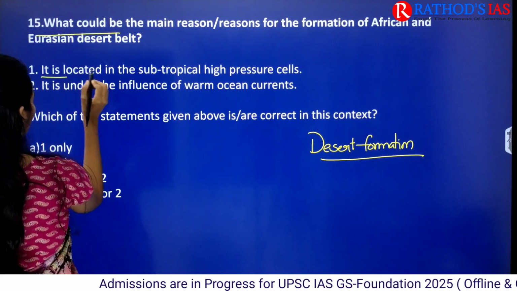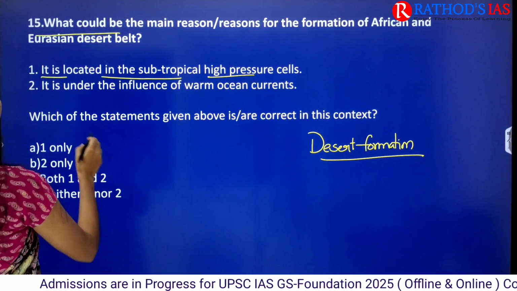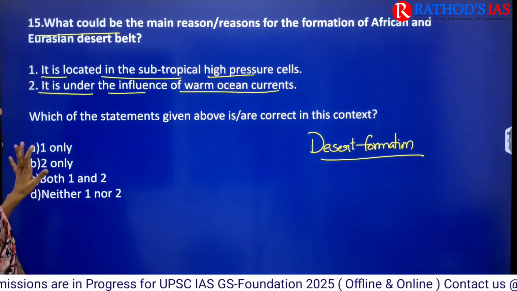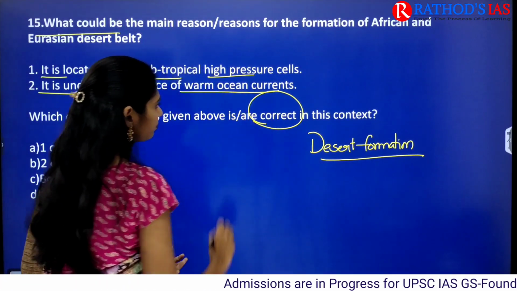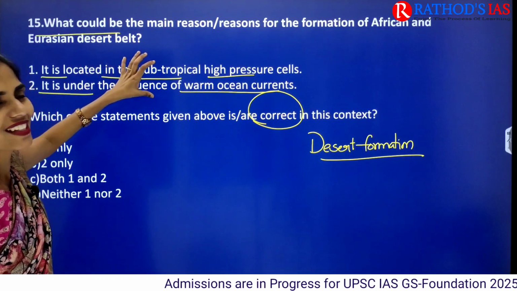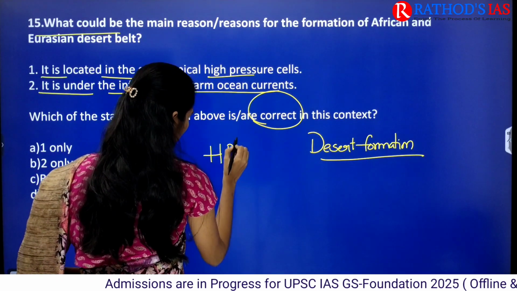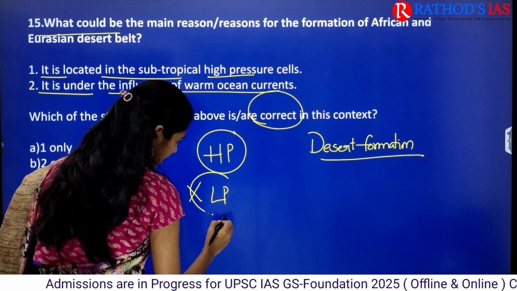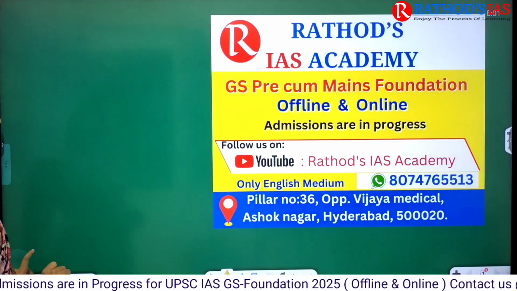The first one is it is located in the subtropical high pressure cells. And next one is it is under the influence of warm oceanic currents. You have to identify which of the above statements are correct. So actually, where are these deserts present? Deserts are present at high pressure region. Desert will not be present at low pressure area. Why? Because I have to explain this concept in detail.